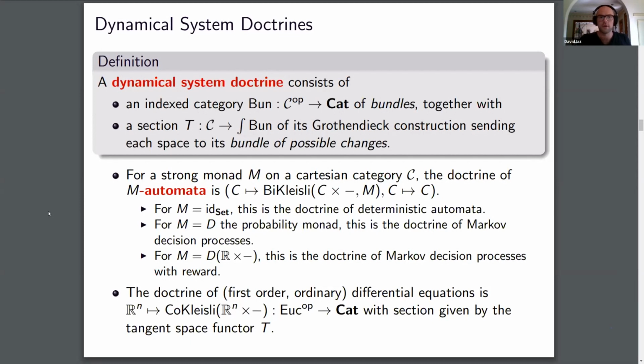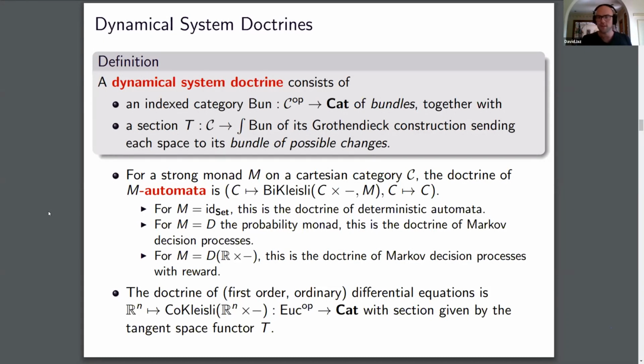And the other example is very similar, except the section is changed. The notion of bundle of changes or tangent bundle. So if we work on the category Euc of Euclidean spaces, R^n, and smooth maps between them, then we still use the assignments sending everything to the Kleisli category here, which consists of maps that involve this extra data of the actual state space below. But the section now is not going to be just trivial, it's going to take the derivative of a map.